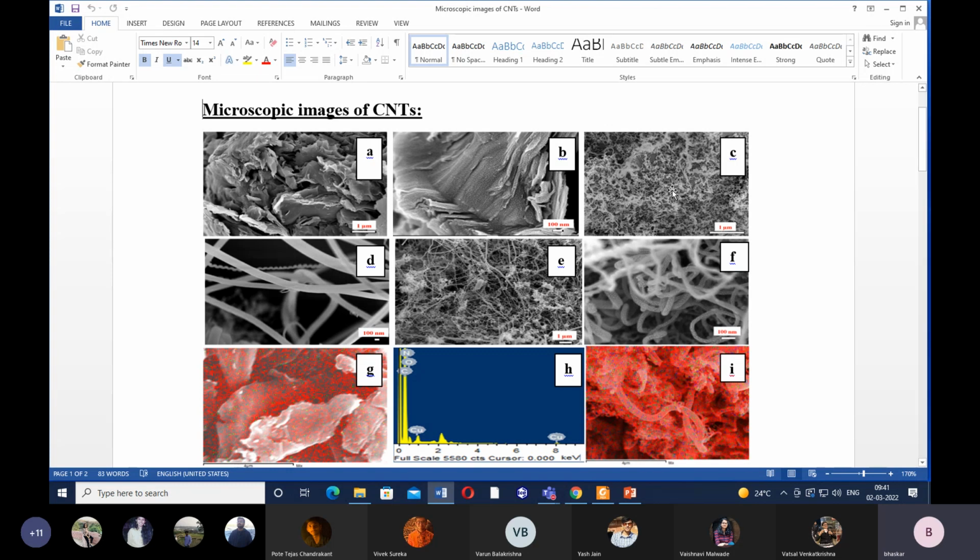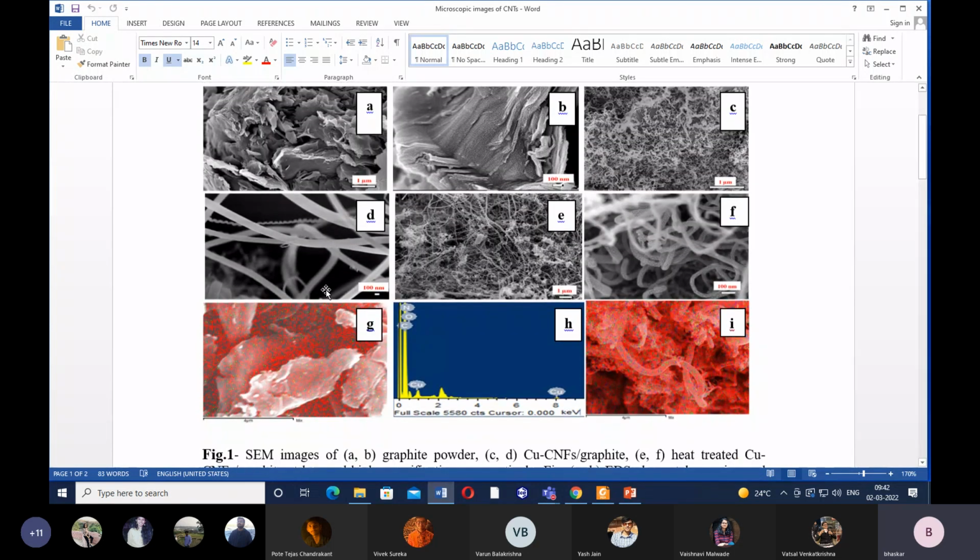So that's why I zoomed into this part. This is the image of this part. Can you see that tubular morphology, tubular shape? These are all tubular, right? Tubular carbon. This tubular structure we have got following the decomposition of acetylene on the surface of copper nanoparticles doped graphite powder at a temperature of 350 degrees Celsius. So this is basically the carbon nanotubes.